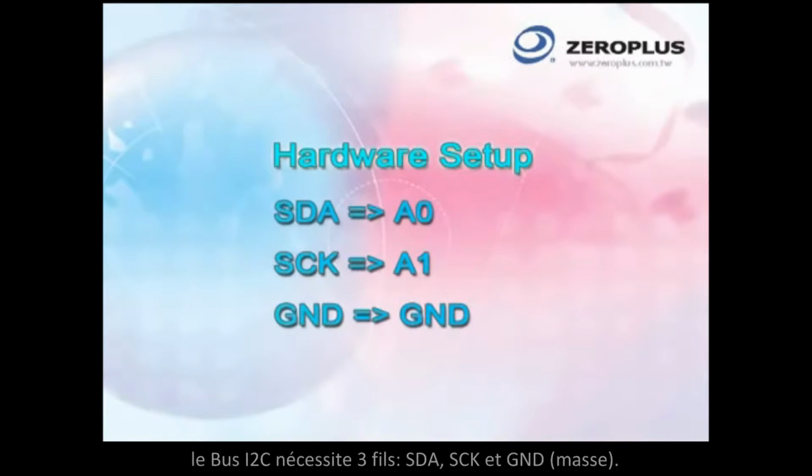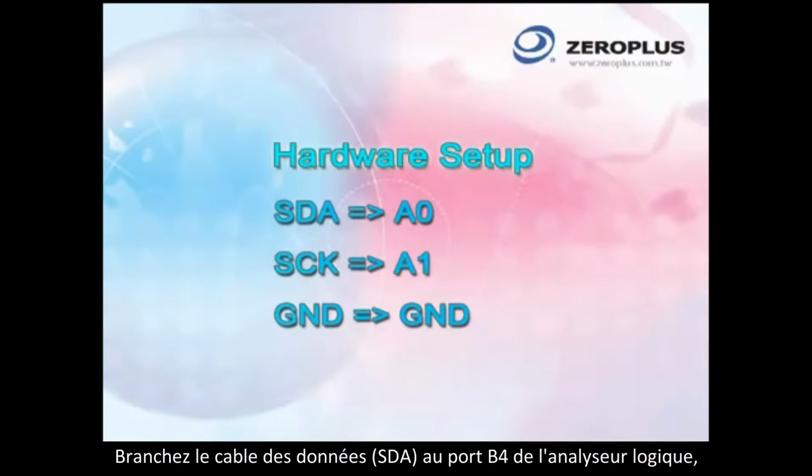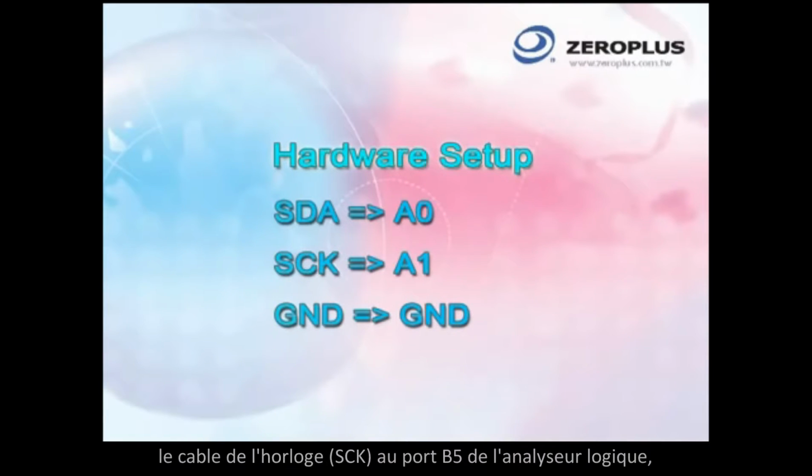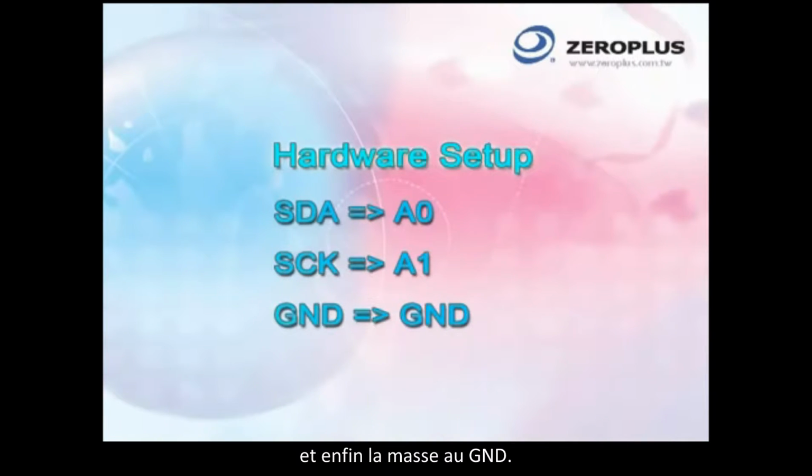Hardware setup. Unit setup. I2C needs 3 wires: SDI, SCK, and GND, ground. Please link serial data SDI to the Zeroplus logic analyzer's B4 channel, serial clock SCK to the Zeroplus logic analyzer's B5 channel, and GND to ground.